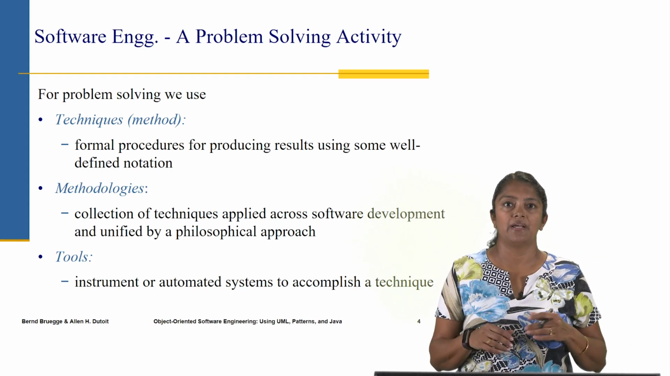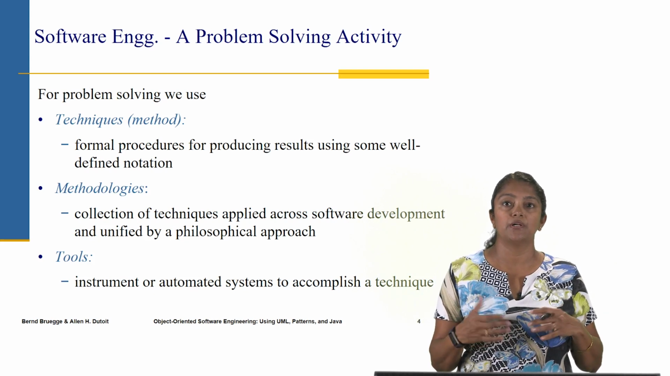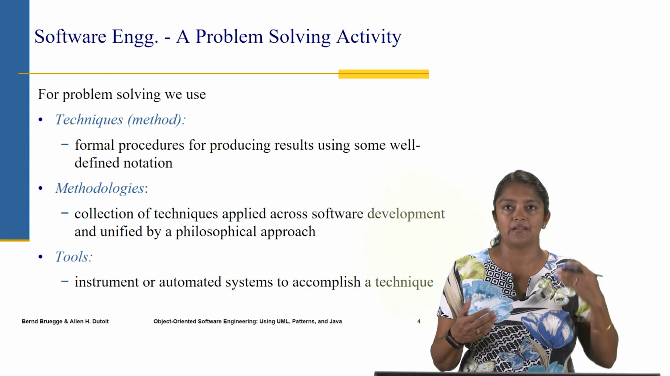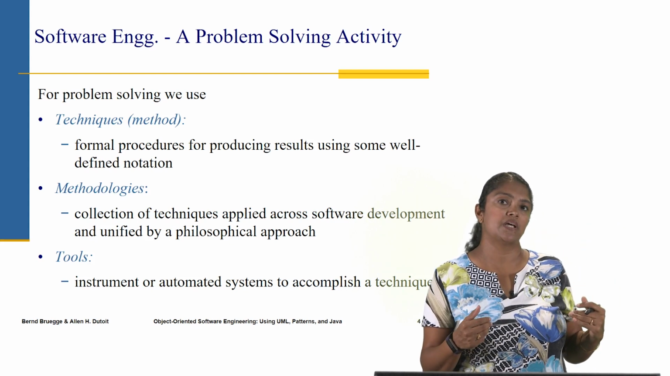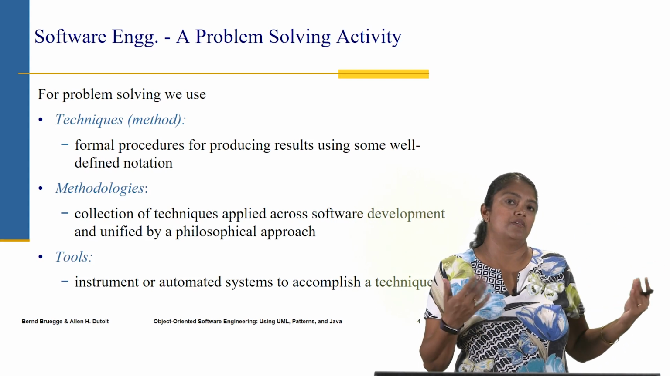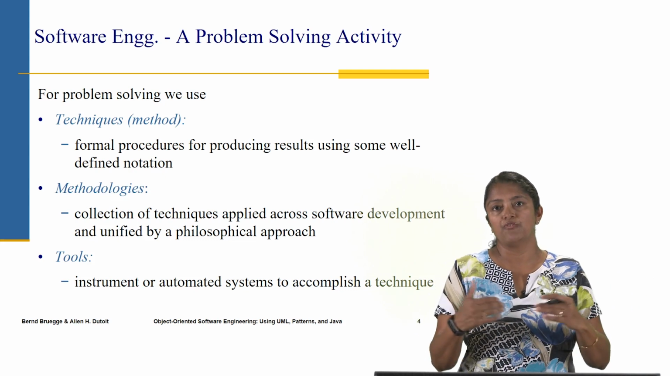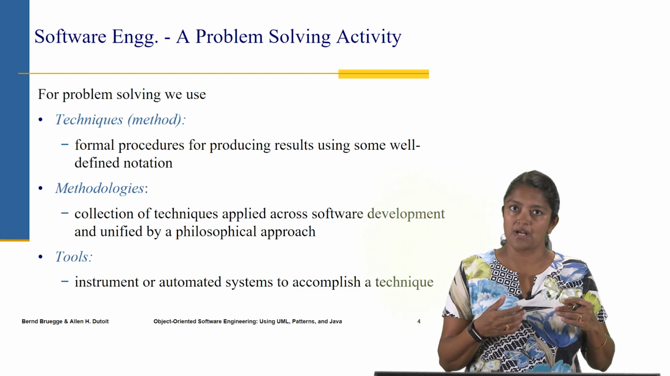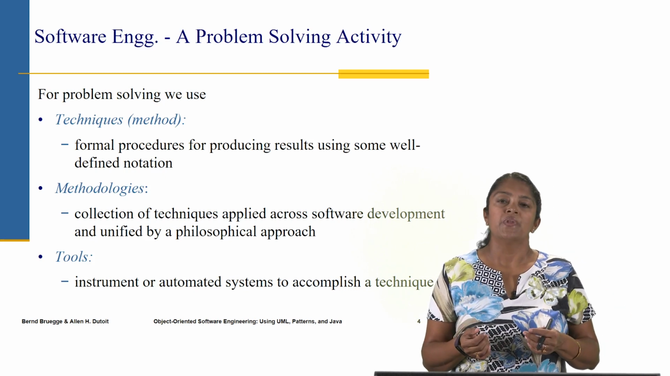To draw a parallel, if we're dealing with cooking, a recipe from a cookbook is a technique, a recipe which shows step by step how a certain dish can be prepared. Same thing, a formal procedure or an algorithm in order to obtain a certain result is a technique.